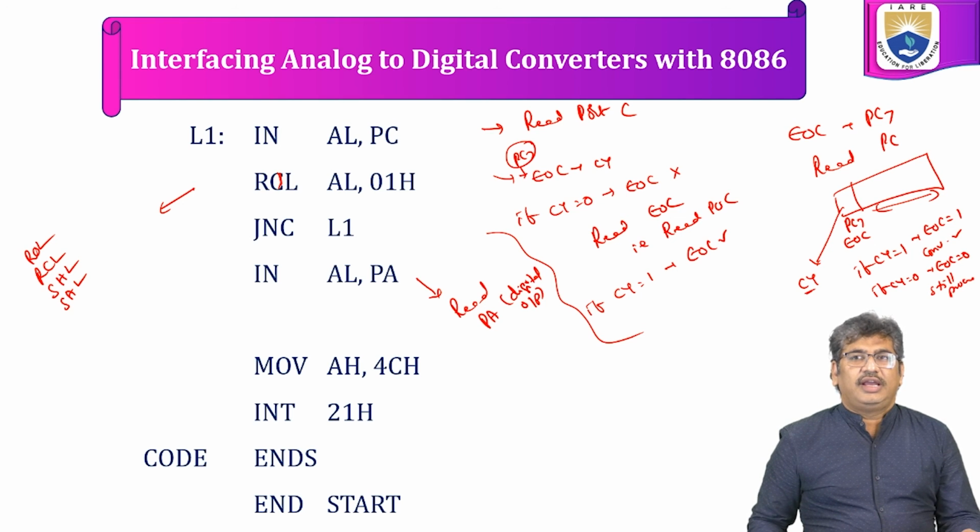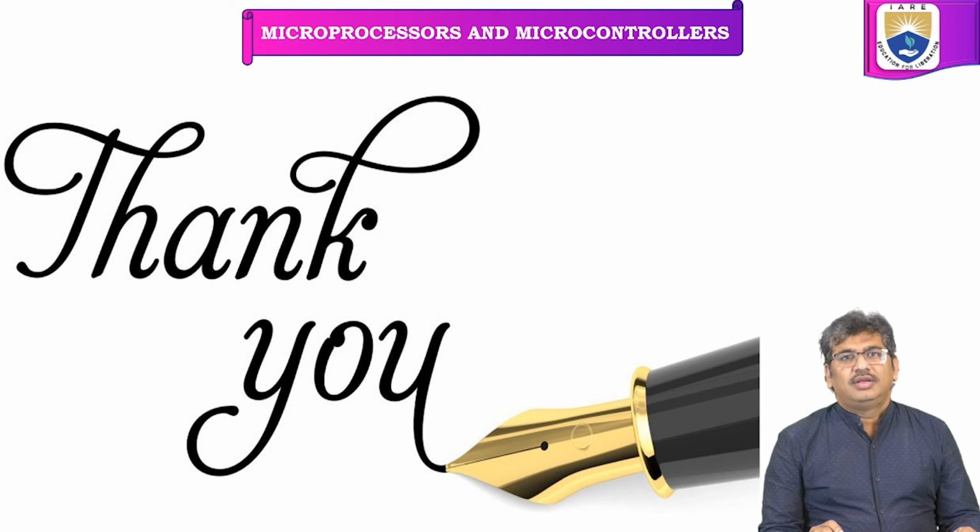So this is the entire program for converting an analog signal into a digital signal by using ADC0808 interfacing to the microprocessor through 8255. Thank you all. So in this lecture, we have discussed how to connect or how to interface an analog to digital converter ADC0808 to the 8086 processor.